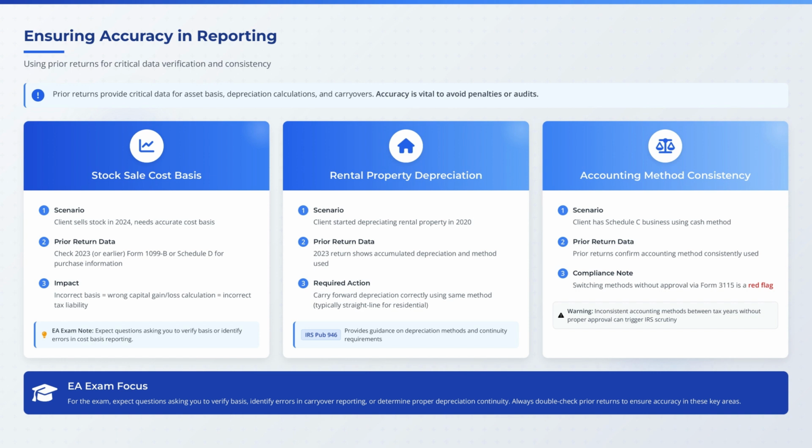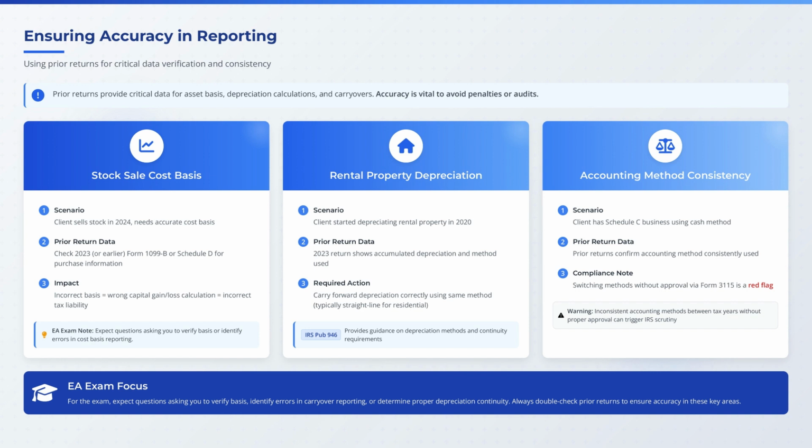Another example is depreciation for a rental property. If a client started depreciating a property in 2020, the 2023 return will show the accumulated depreciation. You must carry that forward correctly to 2024 using the same method, typically straight line for residential property, as per IRS Publication 946. Consistency in accounting methods is also key.